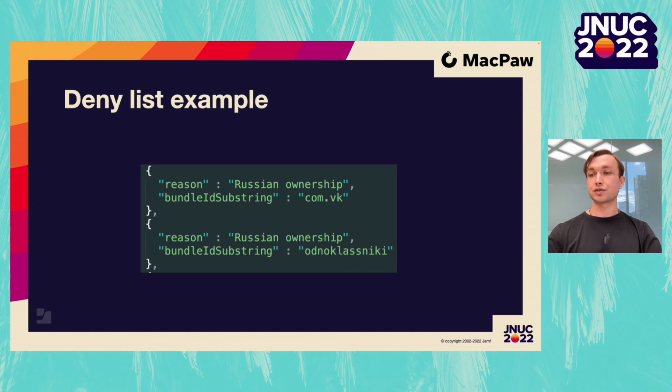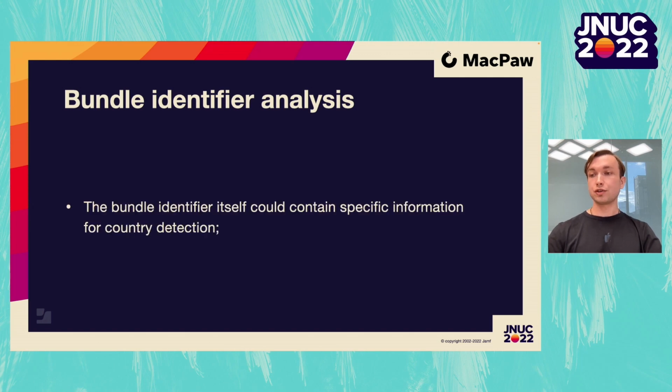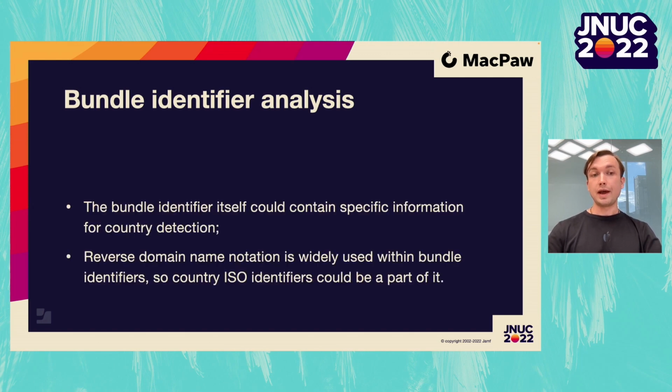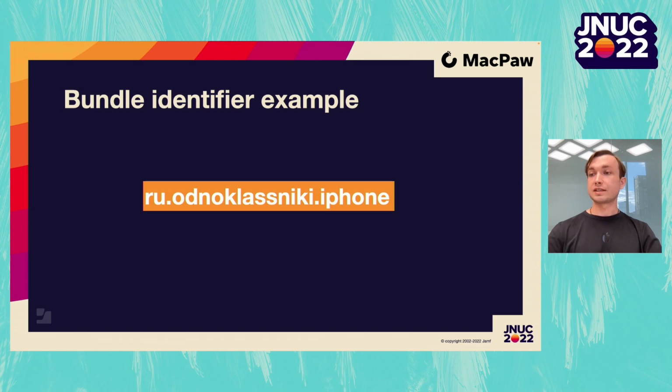users' encrypted communications. The next one is bundle ID analysis. The bundle ID itself could contain specific information for country detection. As mentioned above, reverse domain notation is widely used with bundle IDs, so country ISO identifiers could be a part of it. On this page, you can see that the bundle ID contains a raw country ISO identifier. As the other Russian applications, Odnoklassniki is required to permit the Federal Security Service to access and read users' encrypted communications.